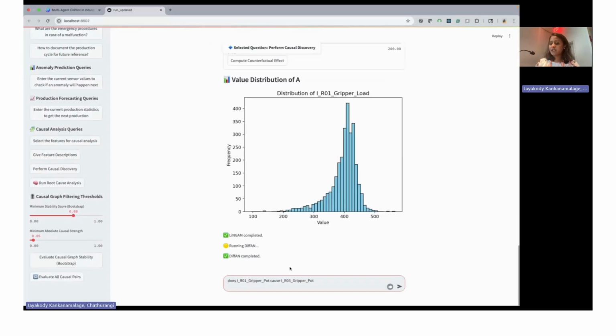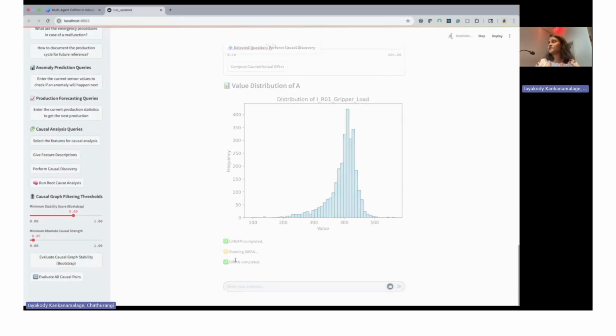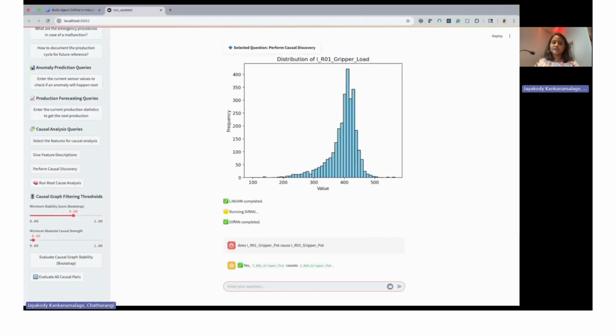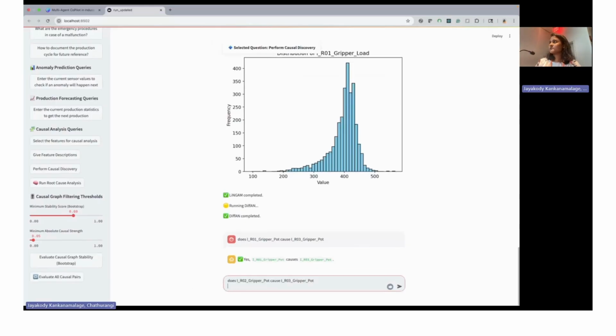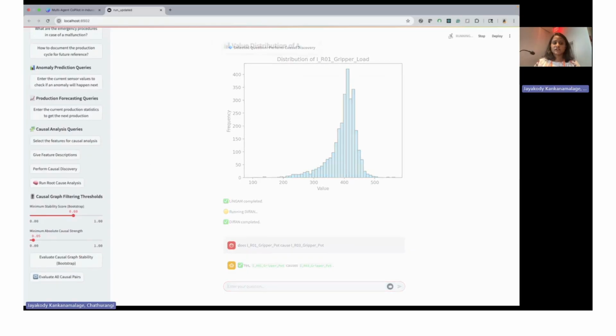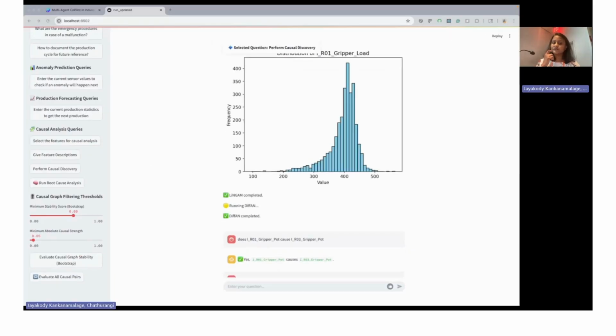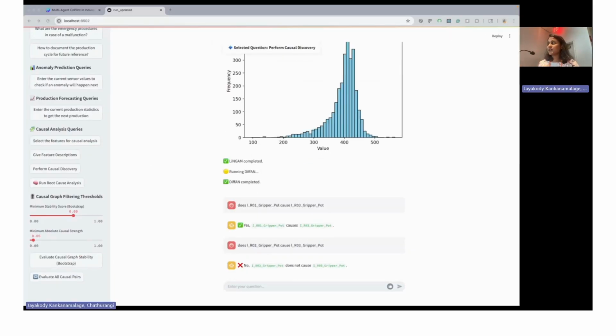And then he can ask questions related to the causal graph which was produced, like does this particular sensor cause the other sensor variable, and things like that. So he can interact with this CoPilot more interactively, and it is very good at answering any question related to this causal graph which was produced.